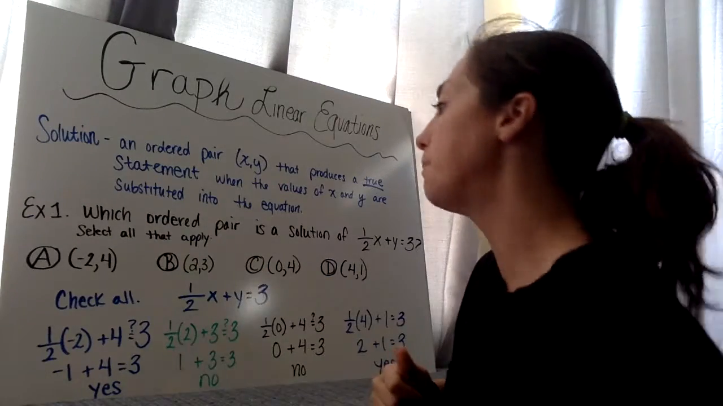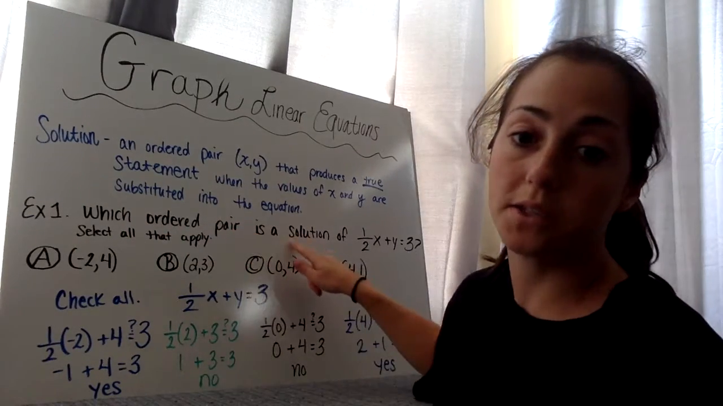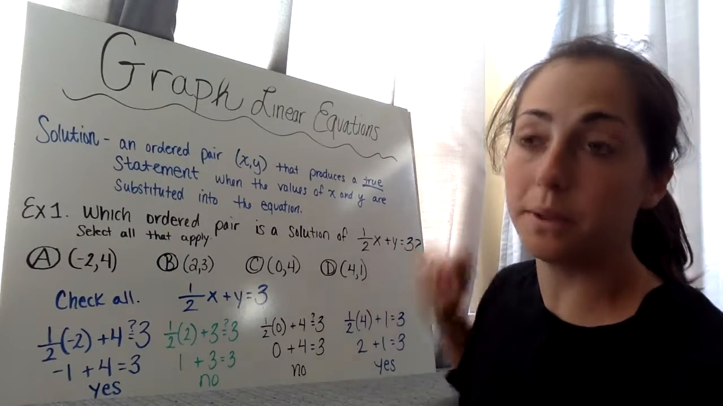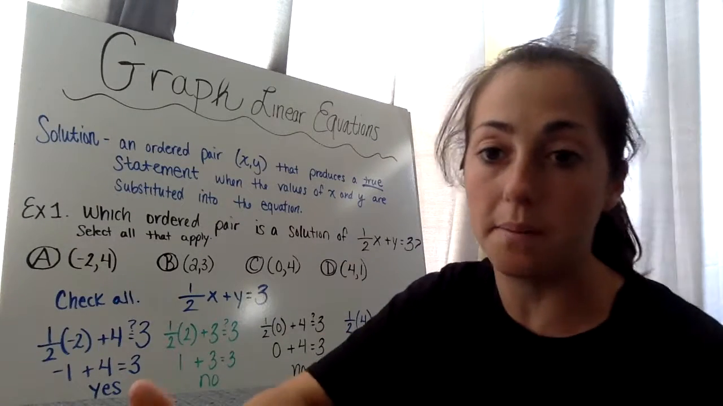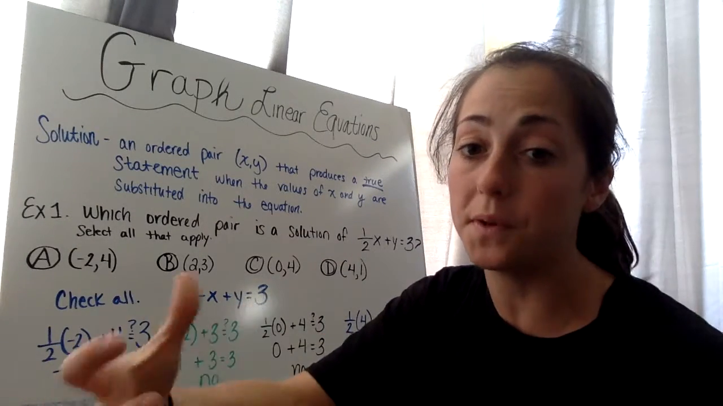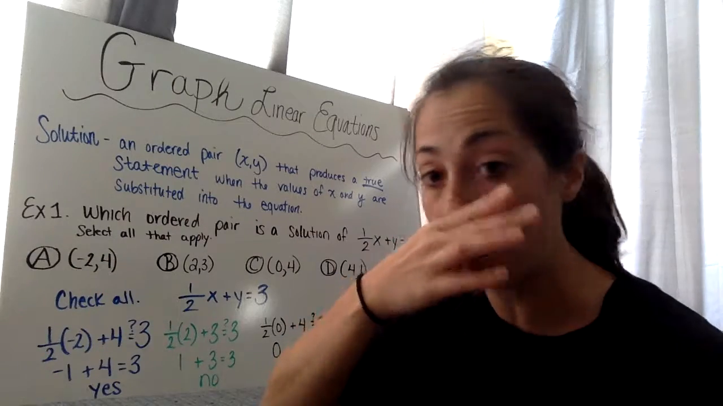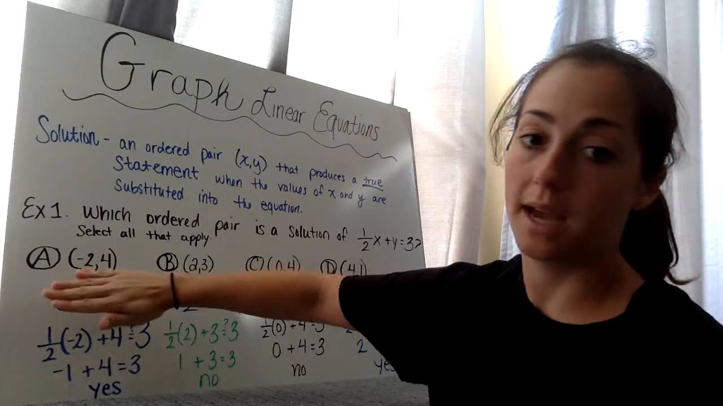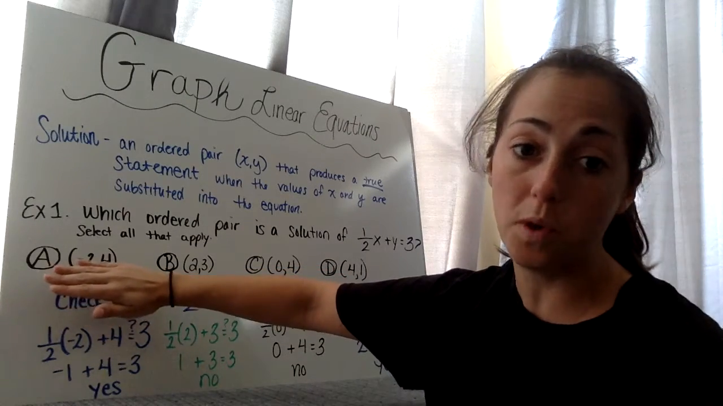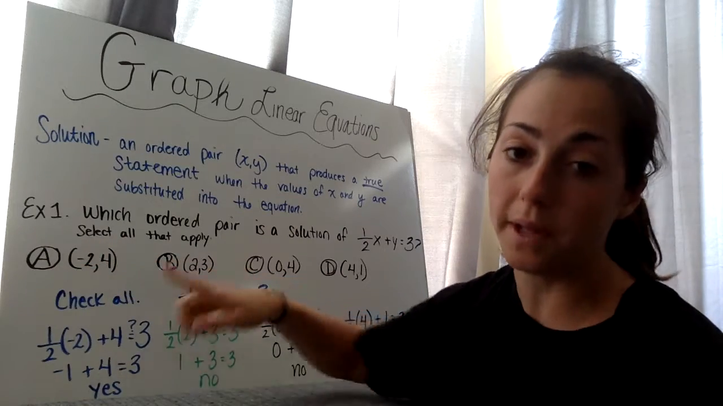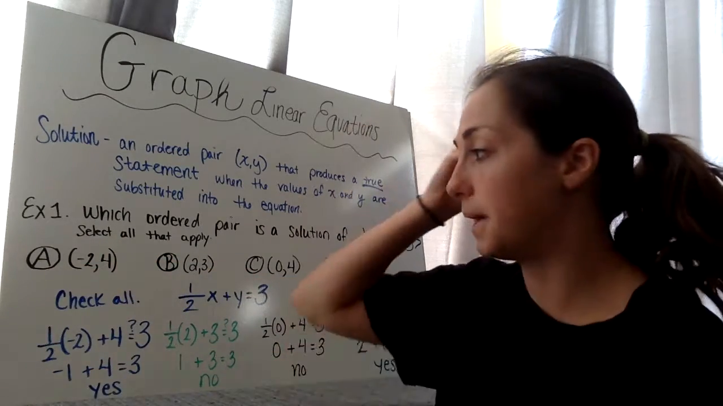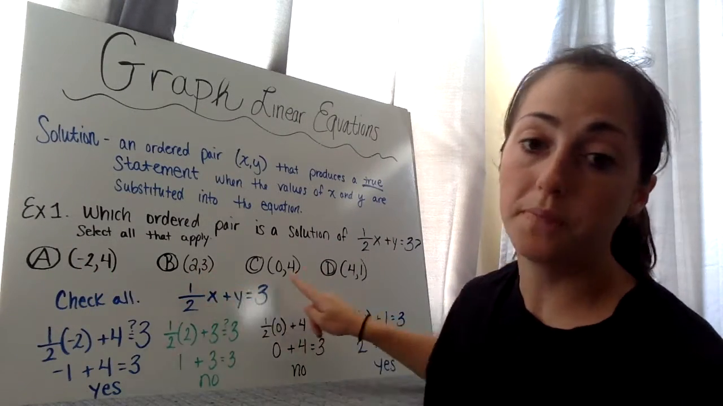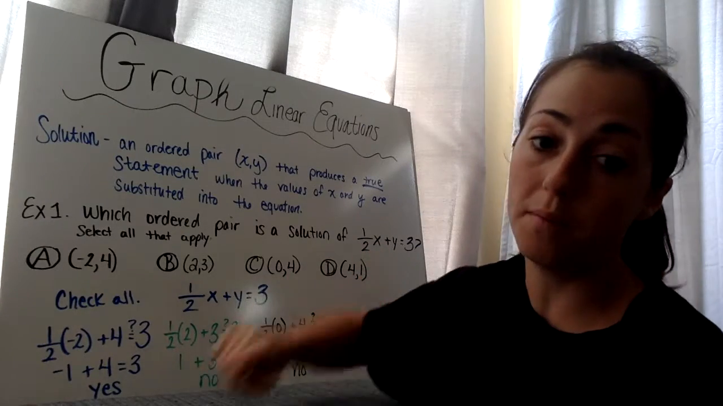So here's our first example. It says, which ordered pair is a solution of the equation 1/2 x plus y equals 3? I'm sure you could think of something if you plugged in a number for x. Half of a number plus another number equals 3, right? You probably could come up with a bunch. Well, here we're going to check all of these four, and every single one has to be checked because more than one can be picked. In fact, it says select all that apply, so chances are there's more than one that can be picked. So I have -2, 4, the ordered pair 2, 3, 0, 4, and 4, 1, and we'll check all.